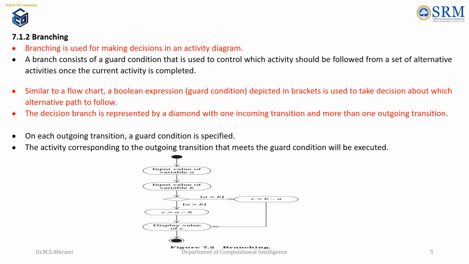So in figure 7.2, the branching which is represented here: we are inputting the values of A and B, and if A is less than B, then C is equal to B minus A will be evaluated. If A is greater than B, then C is equal to A minus B will be evaluated, and then we are going to display the value of C.